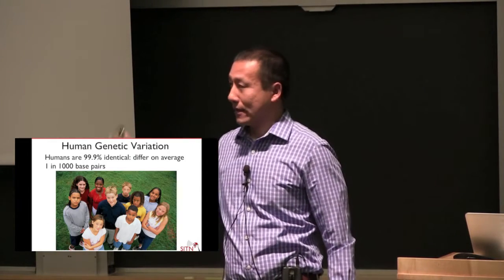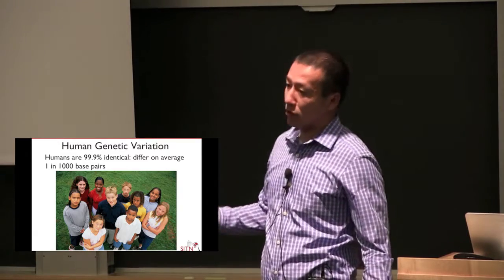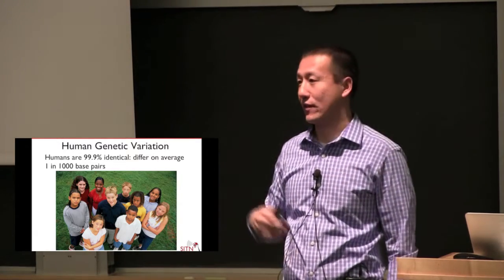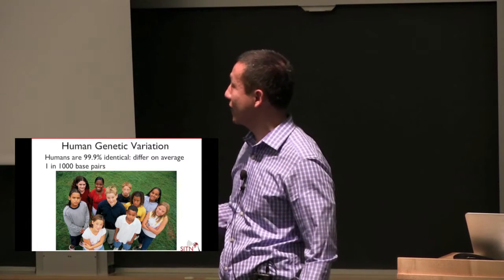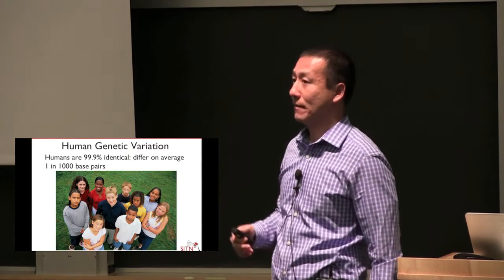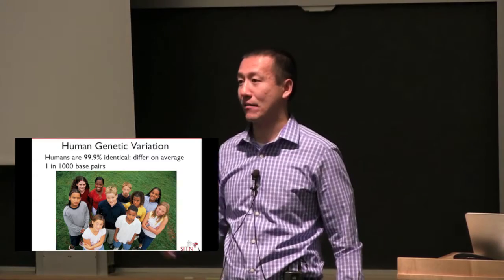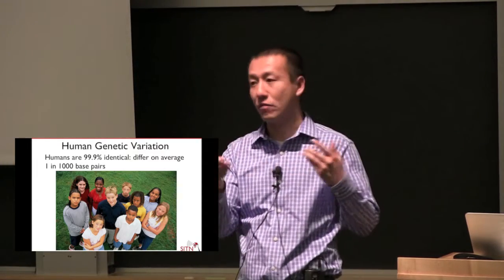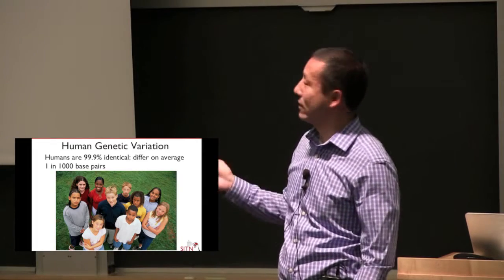So going back to the slide that Dima showed, humans are largely identical. But if you look around the room, there are differences between you and I. There are different skin colors, differences in hair color, hairstyles, and so forth. And at the genetic level, we're 99.9% identical to each other.